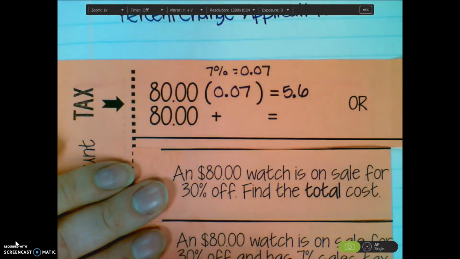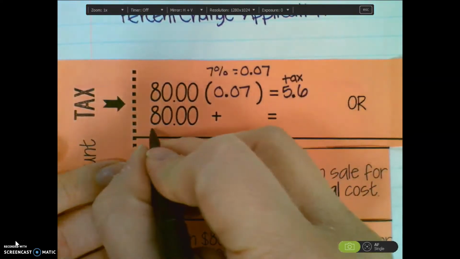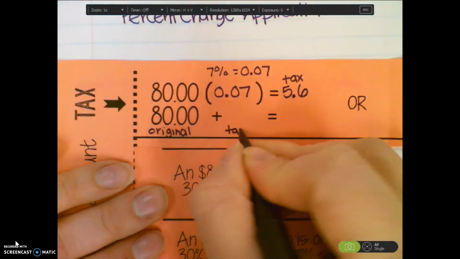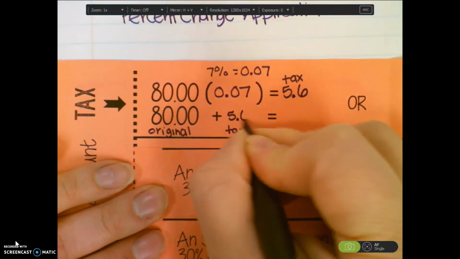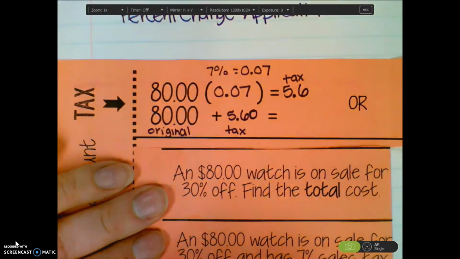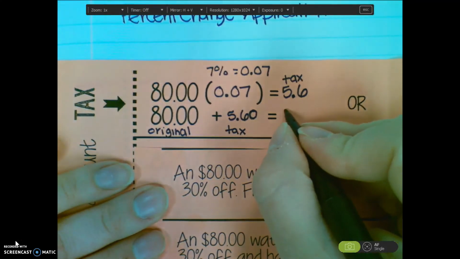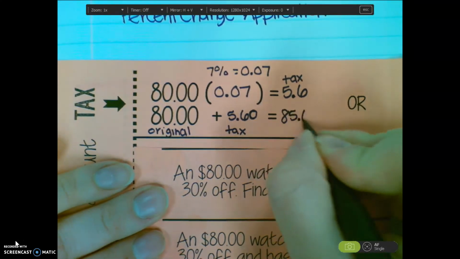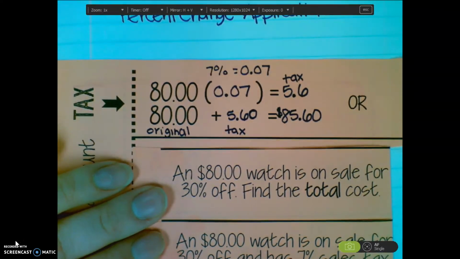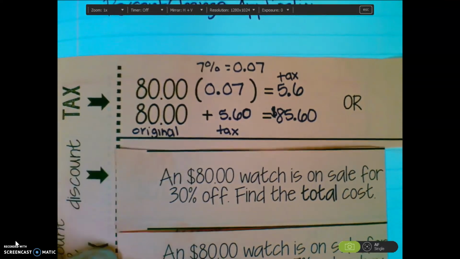So if we have that 7%, this is our tax. So this is our original amount. We're going to add on the tax of 5.6, and because this is money, we want to use 2 decimal places, because that's the amount of decimal places that makes sense for cents, and we would get a final cost of $85.60. So that is one way to get our answer.